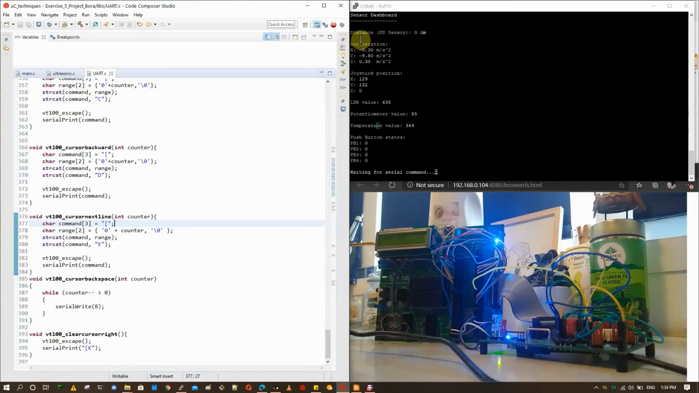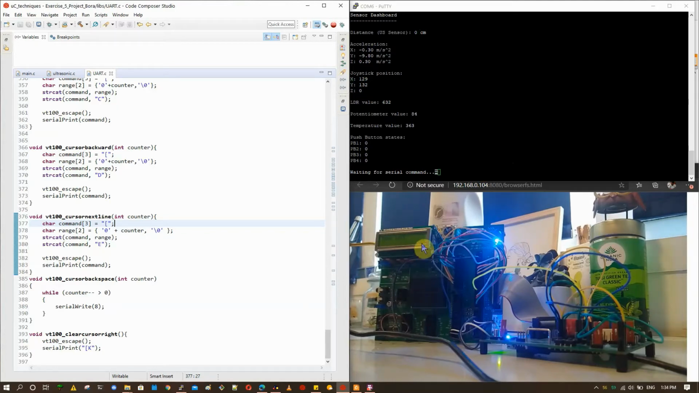First of all we have the distance. If we don't detect any object, we say 0 centimeters as the distance. Then we have the accelerometer values, the joystick values, and the LDR value, followed by the potentiometer and the temperature ADC values. We have not converted them, for simplicity. This is a 10-bit ADC value which will go up to 1024. And at last we have the 4 push buttons. After printing, it waits for a serial command briefly. If it gets one on the serial interface, it executes the corresponding command.